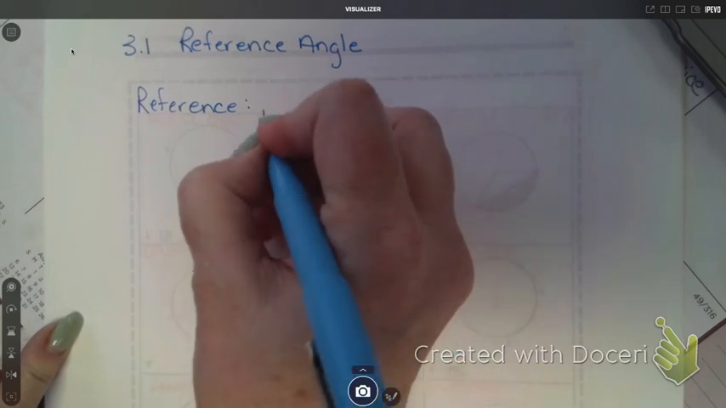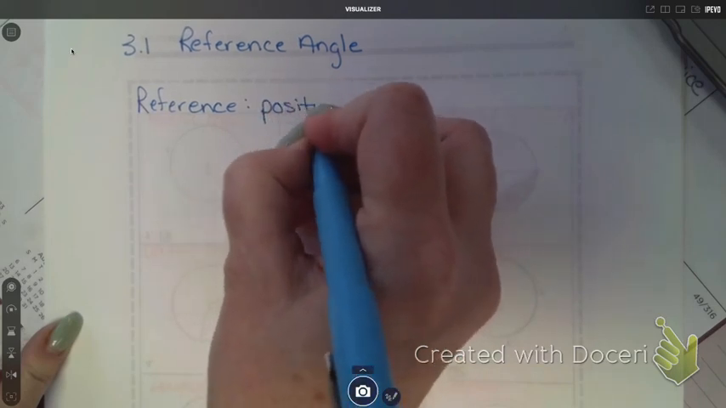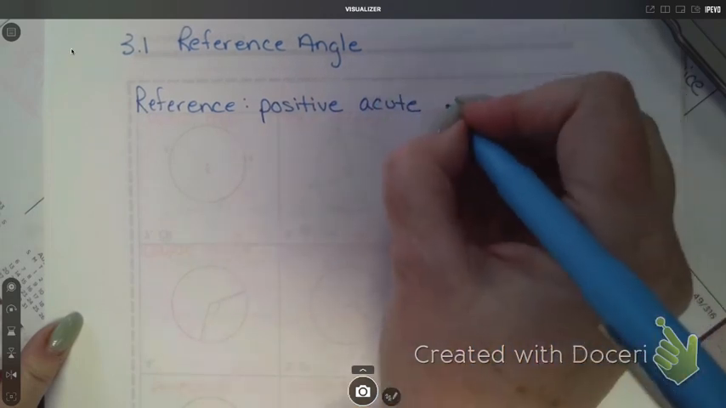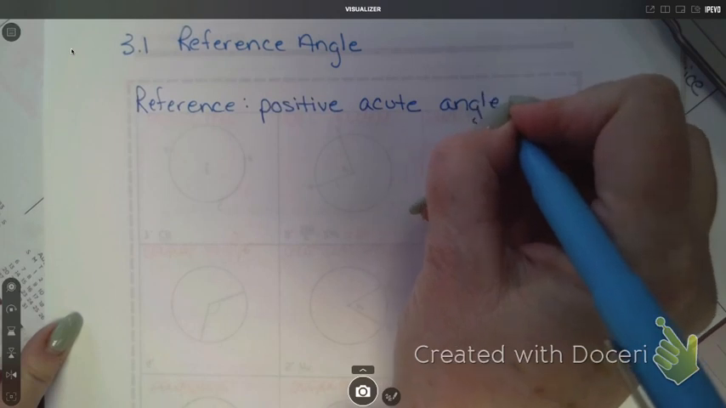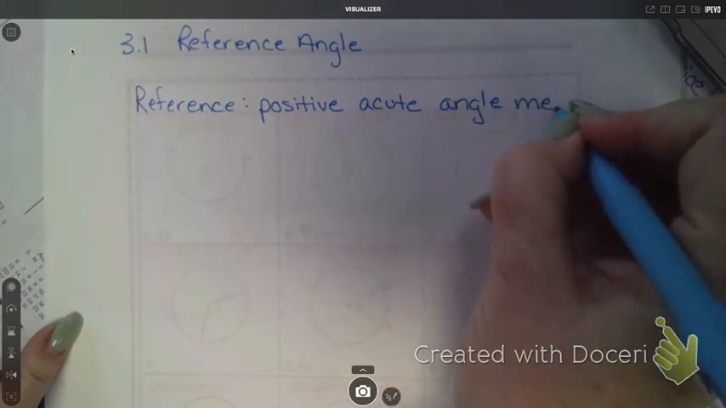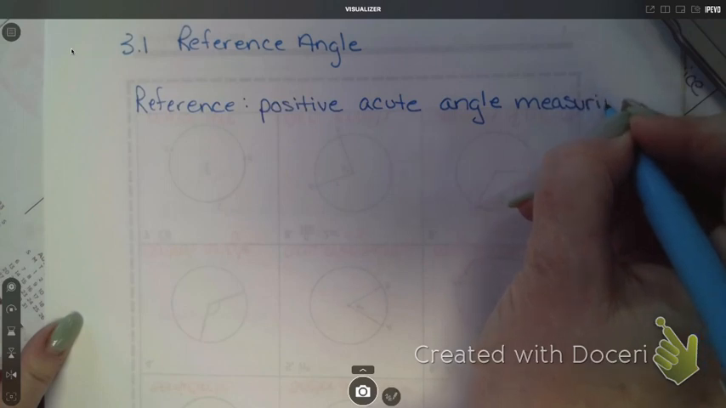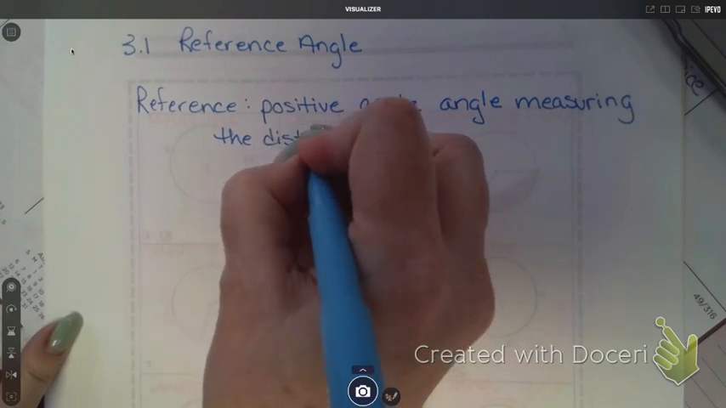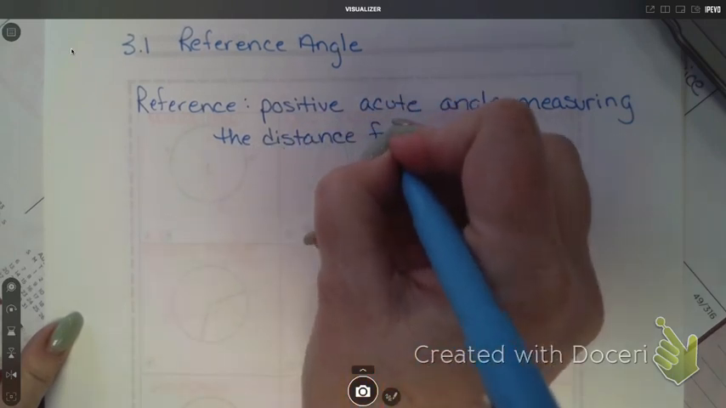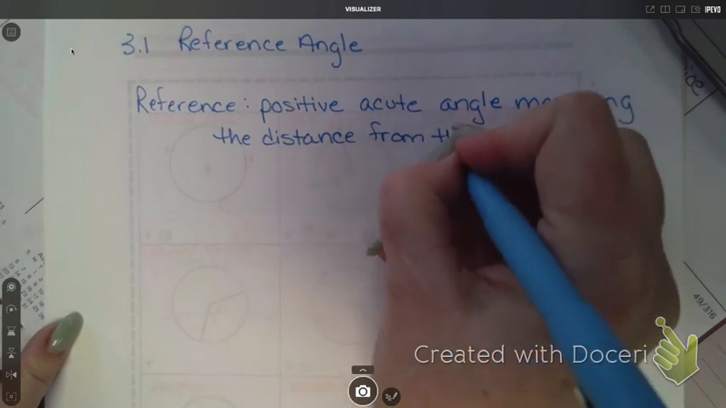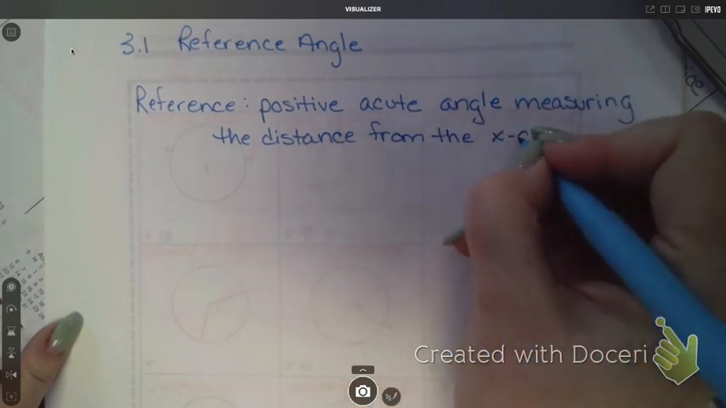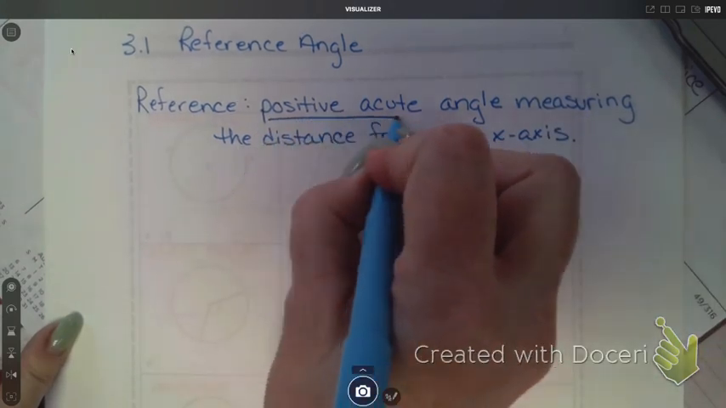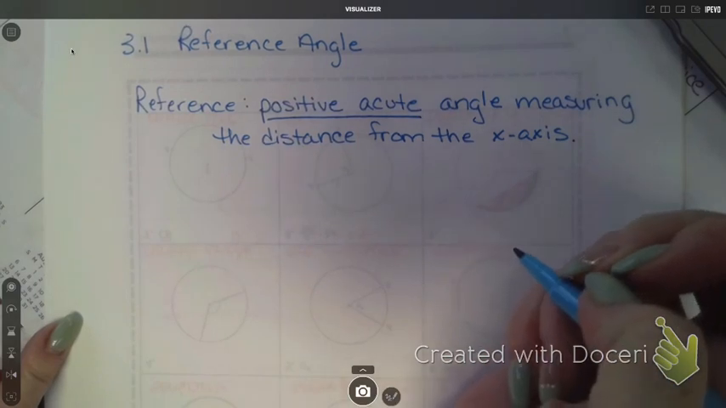Okay. They're positive acute angles measuring the distance from the what? X-axis. Yep. Okay, so they are positive acute angles measuring the distance from the x-axis.